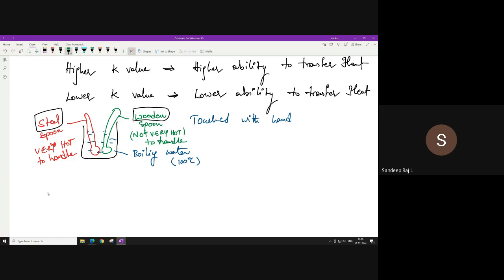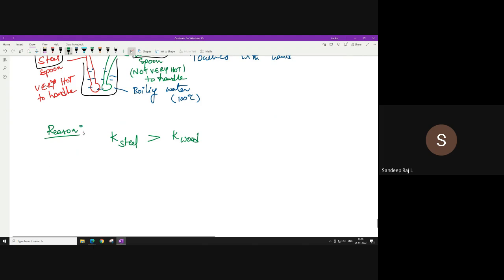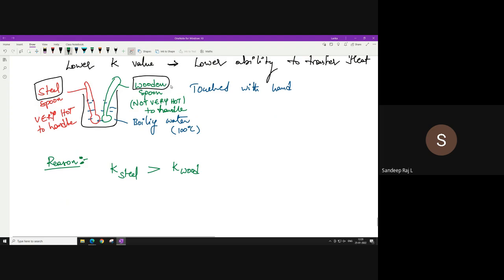See, the reason is simple. The K value of steel will be very high compared to the K value of the wood. The thermal conductivity value of the steel will be very high compared to the thermal conductivity of the wood. So that is the reason why you are not in a position to touch the steel spoon, whereas when it comes to the wooden spoon you will be able to touch. So the thermal conductivity is making the difference here.